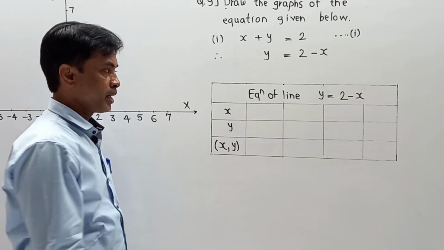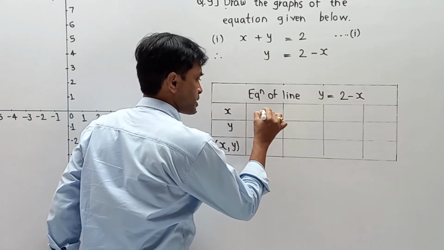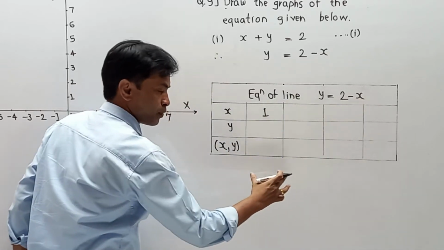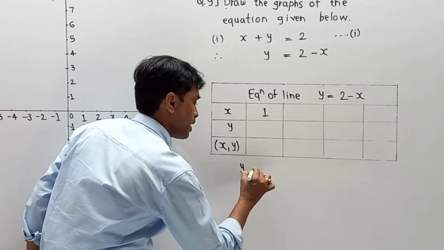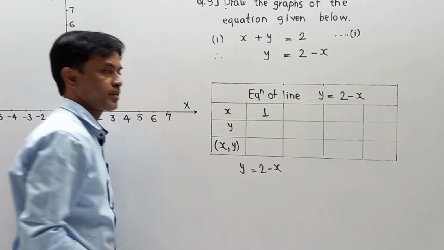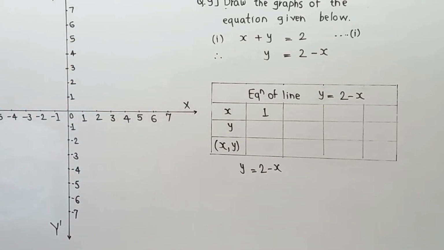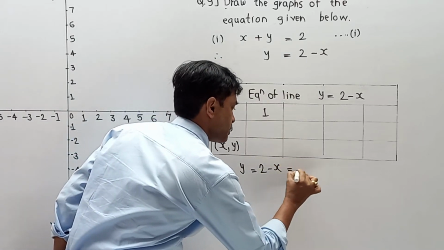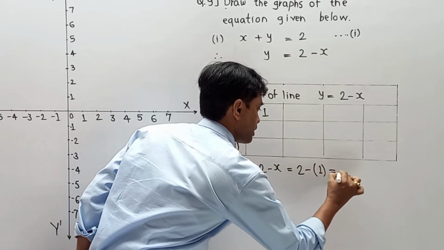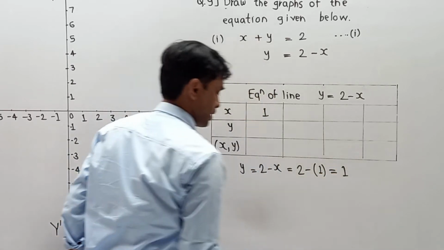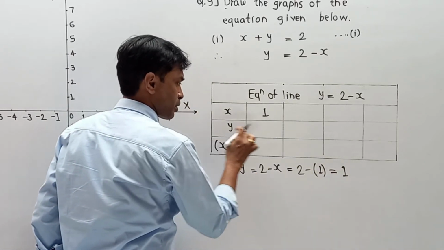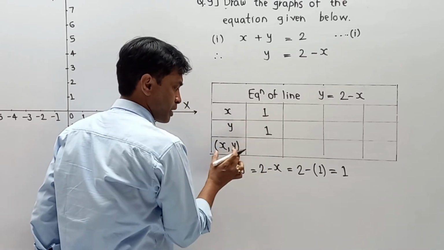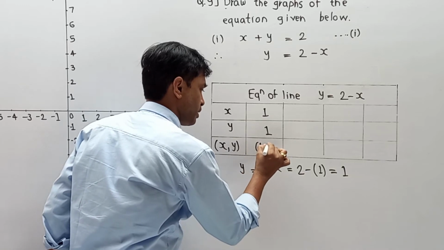Please pay attention. Let us say in the first case, I am going to assume a value of x as 1. If I assume the value of x as 1, then I am going to put it in. For more clearness, I am going to write it over here. y is equal to 2 minus x. I have kept the value of x as 1, so it becomes 2 minus in bracket 1, and 2 minus 1 means 1. Automatically my value of y is 1. Value of x is 1, value of y is 1. Naturally my point x, y will be 1, 1.